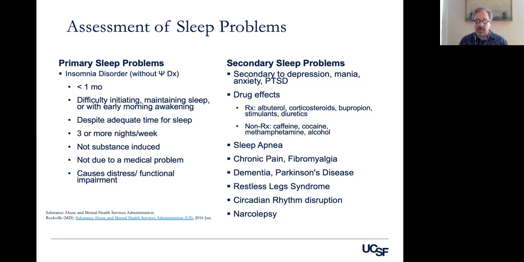Sleep apnea I've talked about. Chronic pain is also a huge disruptor of sleep. Fibromyalgia in particular often comes with sleep disruptions. You see sleep pattern changes with dementia. You often see people sleeping during the day and being awake during the night, and often getting confused at the end of the daylight hours. So sundowning is what that's referred to.